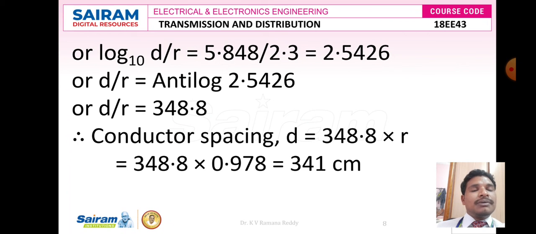So according to the given problem, we have calculated the spacing between the two conductors, the D value, that is 341 centimeters.